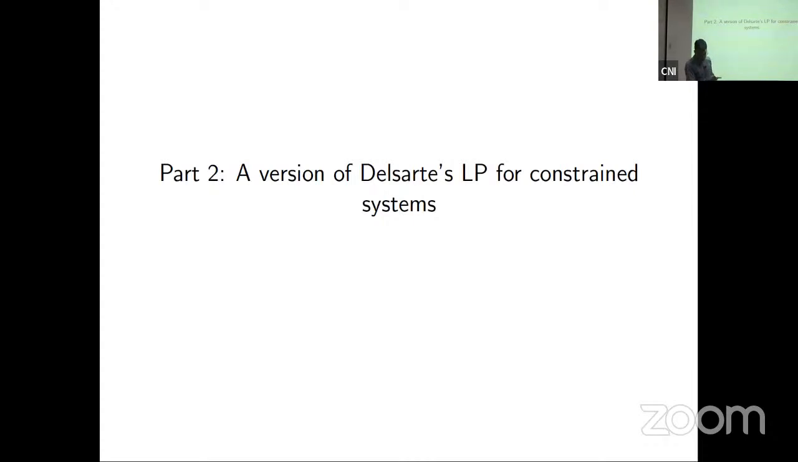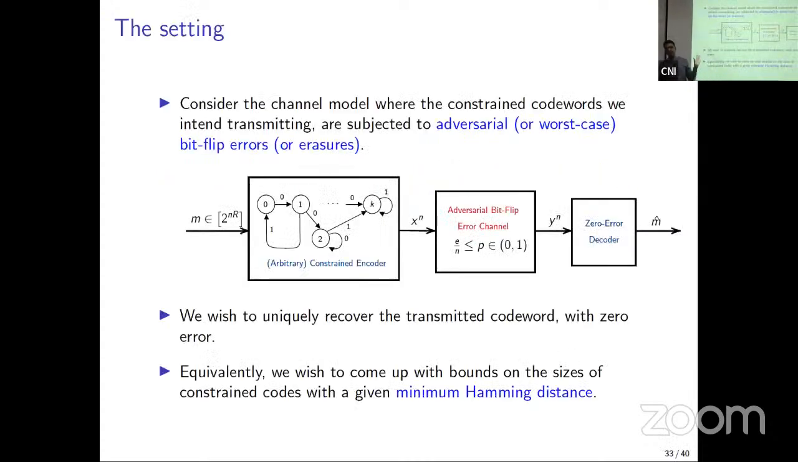Now, for this kind of setting, what we are trying to do is derive upper bounds on the sizes of constraint codes with a given error. So again, you have this kind of channel model. You have a constraint encoder. You have a channel that introduces adversarial errors. And our task is to recover whatever code word we send with zero error. Basic coding theory courses tell us that essentially what we're looking for is some sort of relationship between the size of the constraint code and its minimum distance. So this is a very coding theoretic point of view, constructing constraint codes.